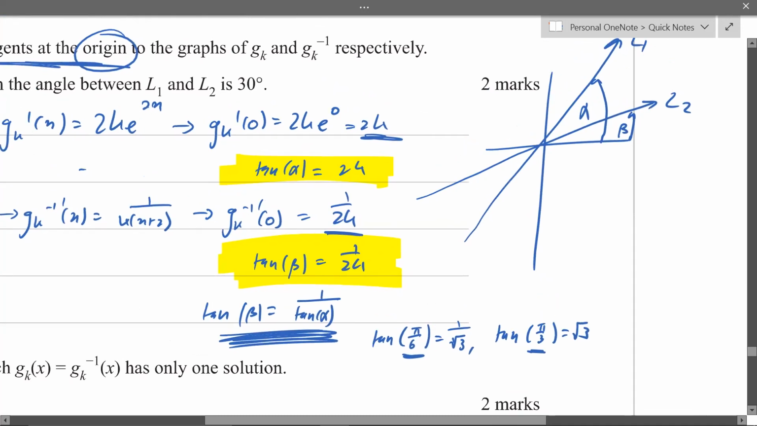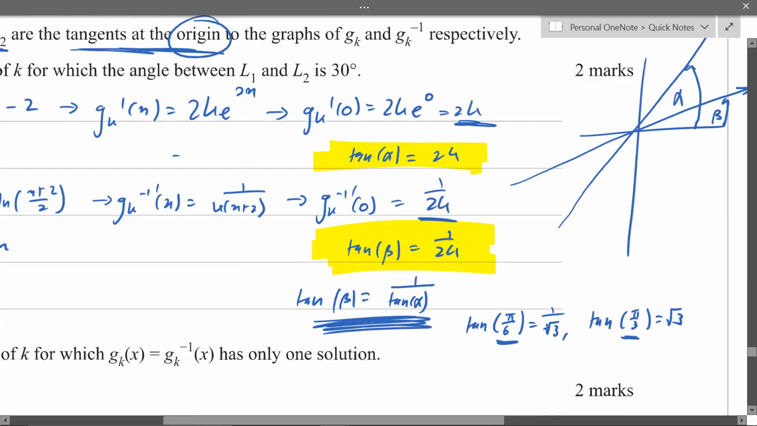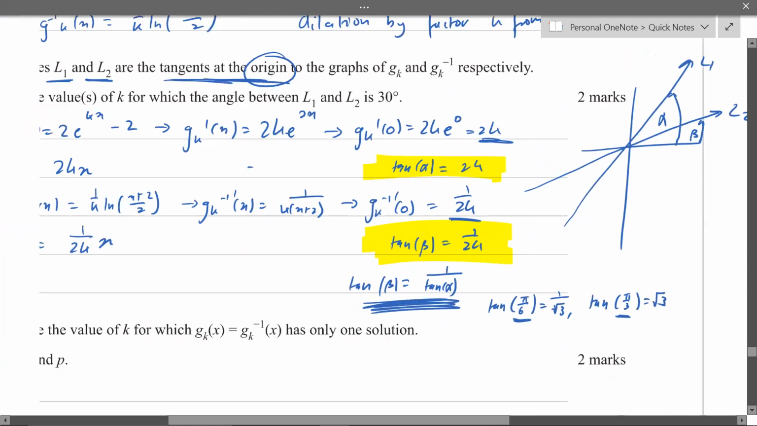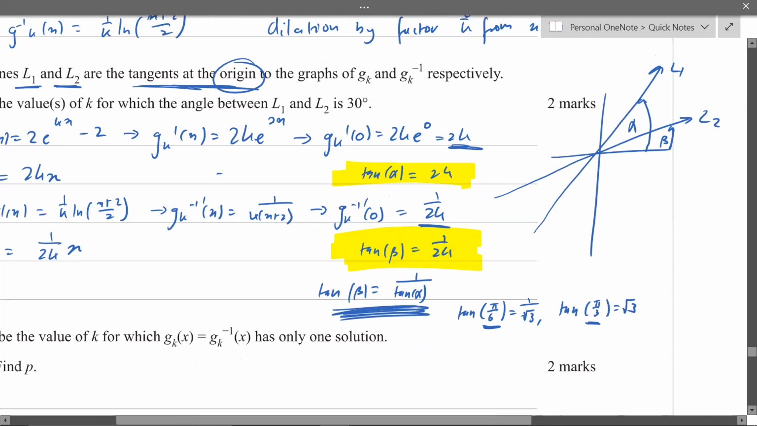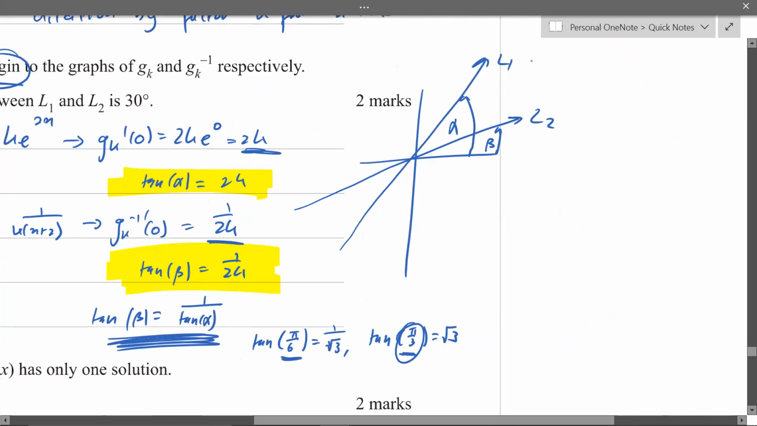So using that knowledge, we now have one set of answers. If L1 is going to be greater than L2, that means it has to have the bigger angle. So m equals tan alpha, and we know now that alpha is pi on 3. So m is 2k equals tan pi on 3. So k is root 3 on 2. You could put the same thing into L2. You could do m equals tan beta, but you get the same answer.